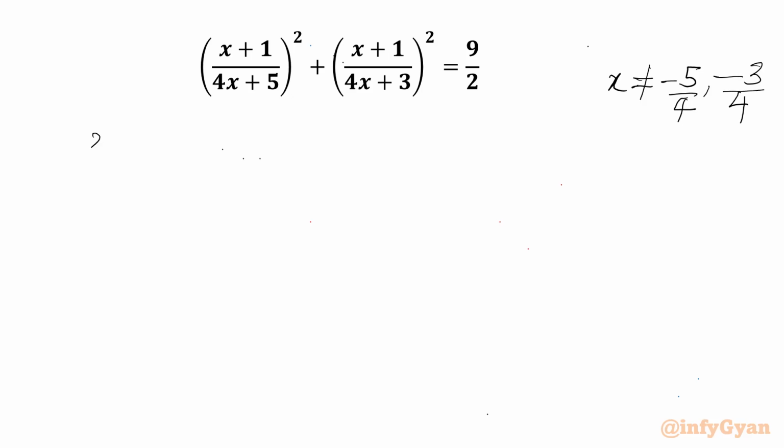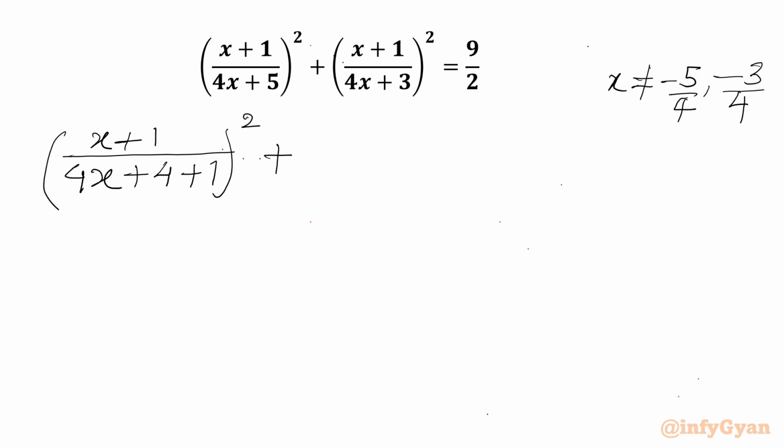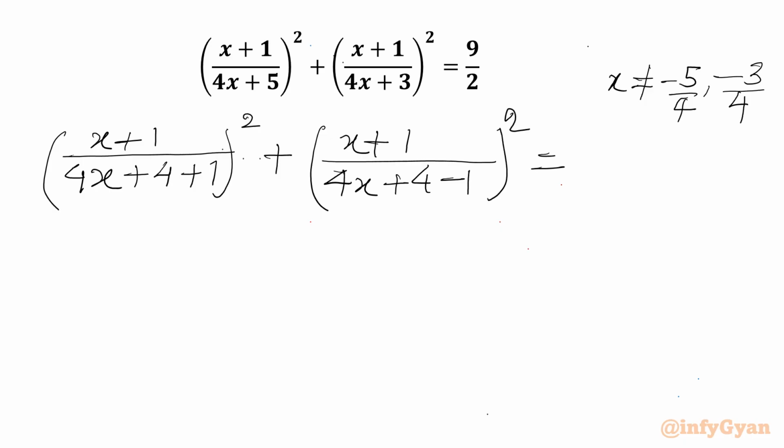Now we will write our equation: x plus 1 over 4x plus 5, we can write as 4 plus 1 whole square, plus x plus 1 over 3, we can write as 4 minus 1 whole square, equal to 9 over 2.